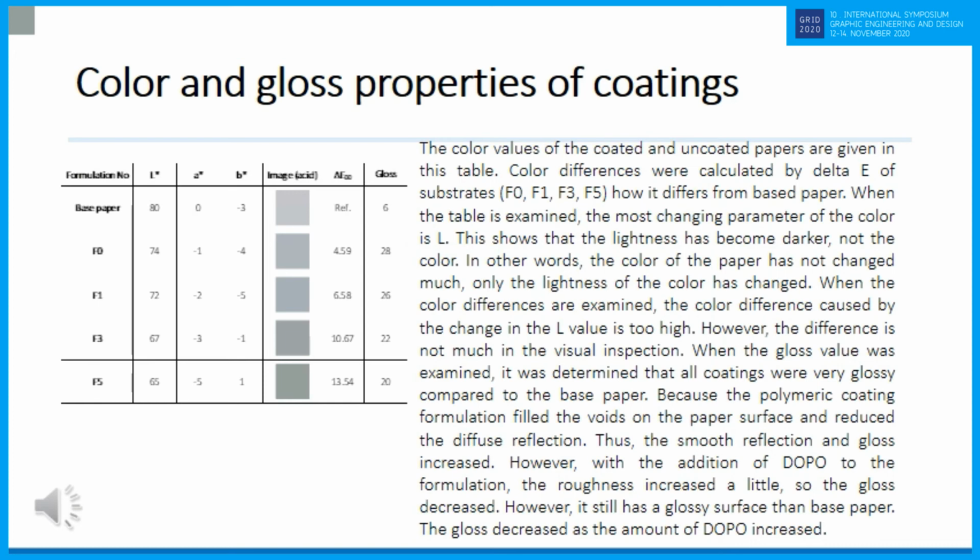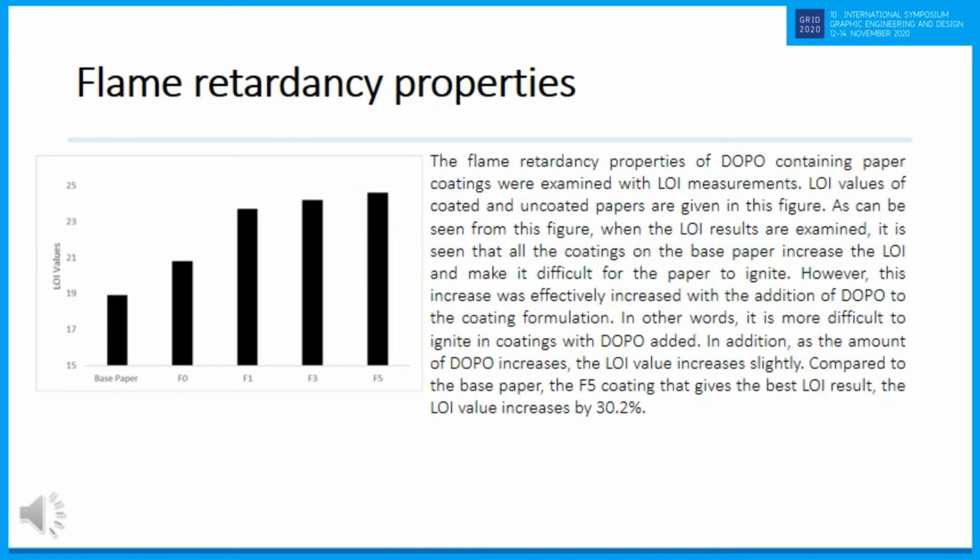The gloss decreases as the amount of DOPO increases. Finally, if we examine the flame retardancy properties, the flame retardancy properties of DOPO-containing paper coatings were examined with LOI measurements. LOI values of coated and uncoated papers are given in figure. As can be seen from figure, when the LOI results are examined, it is seen that all the coatings on the base paper increase the LOI and make it difficult for the paper to ignite.